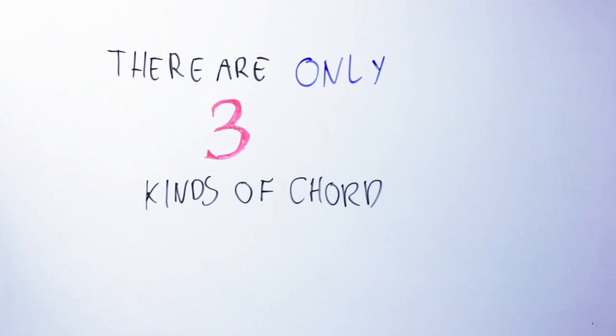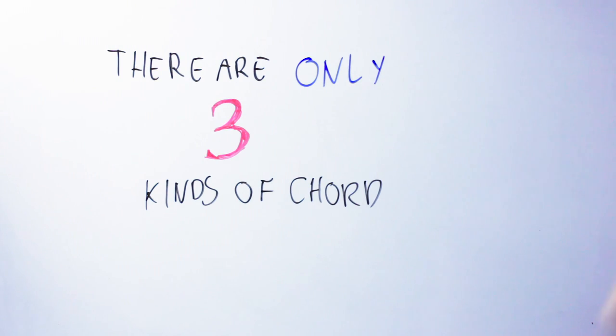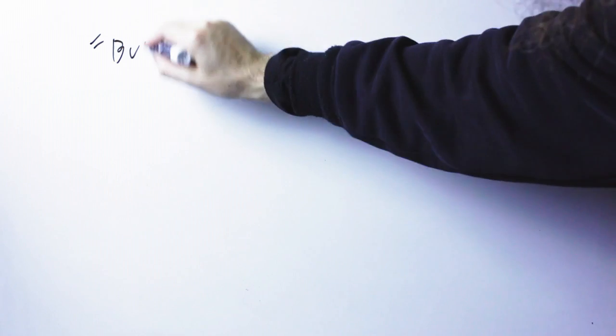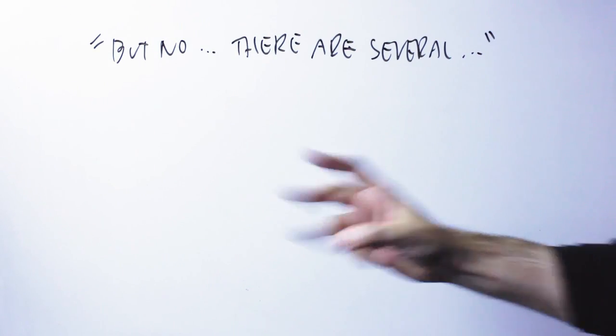I'm here today to tell you that there are only 3 kinds of chords. But no, not Tommaso, there are several kinds of chords. It's impossible to have only 3 kinds of chords. No, there are only 3 kinds of chords, but no, Tommaso, there are too many.